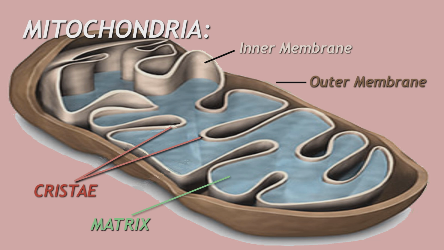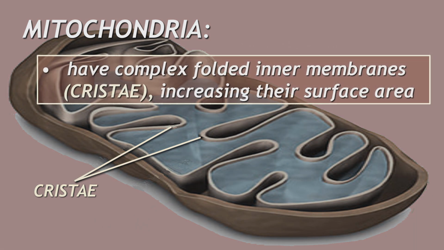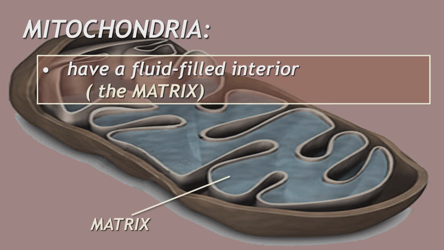So the complex folded inner membranes, called cristae, are places where certain reactions happen, and they are heavily folded to increase the surface area for those reactions to happen. Within, there's a fluid-filled interior. Here it's called the matrix.